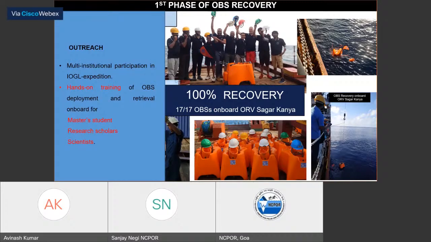So I would like to highlight two important points which have been achieved during this program. It was a multi-institutional participation, and hands-on training was also provided during the OBS deployment and retrieval for the students who participated in this expedition. These were master students, research scholars, and scientists from different universities and institutions. So that was one of the things which was also provided. An outreach activity also happened during this expedition.